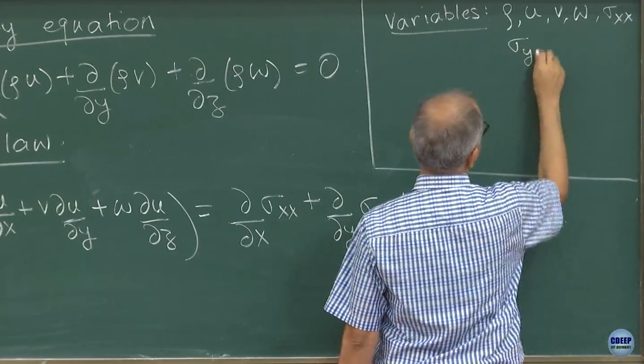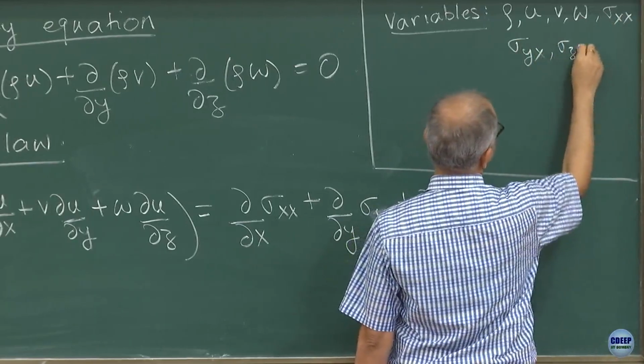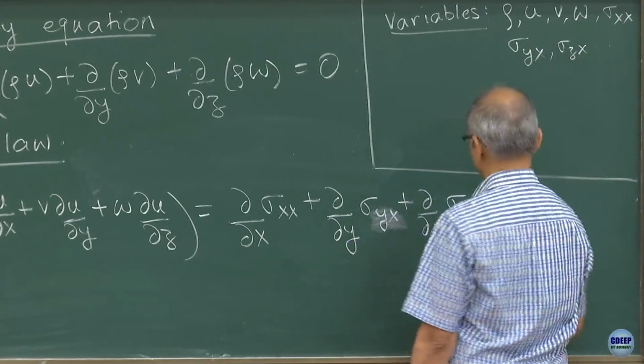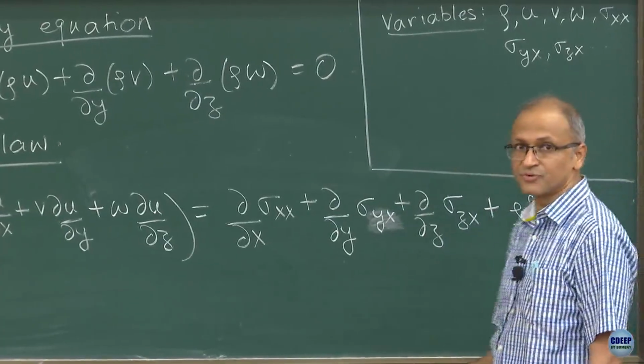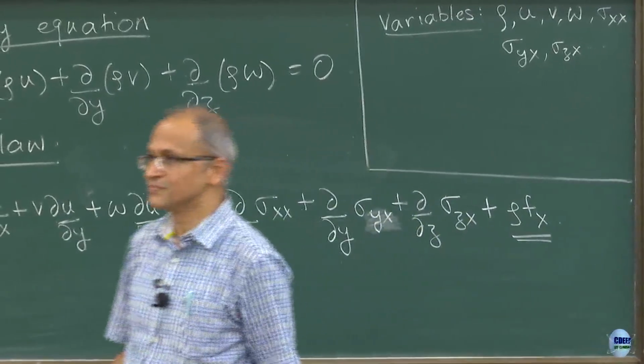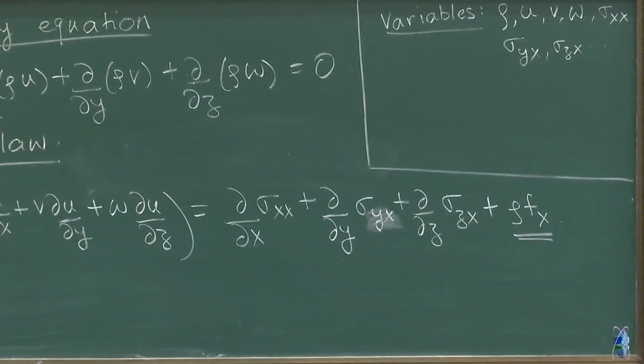Sigma YX. Sigma ZX. And so on. So these are what you can see from here. As we said, the body force is typically prescribed for you, so that is not an unknown. Okay, so then you can see that those are the unknowns that we have in the equation.